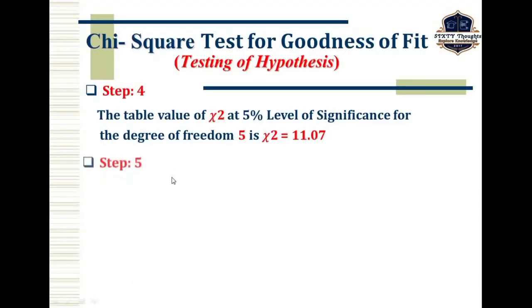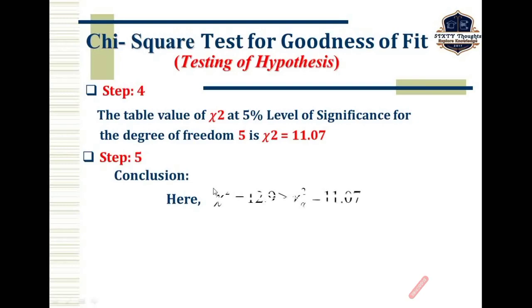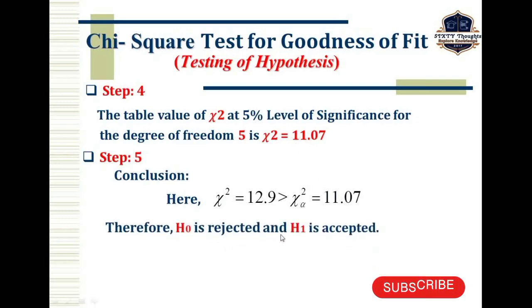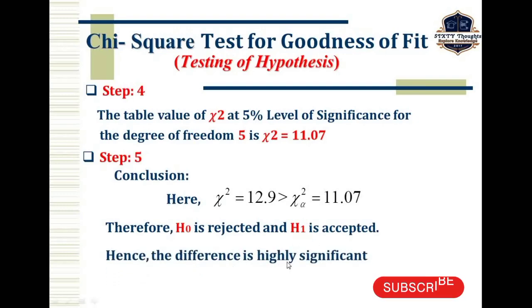Next we write step number 5. What is step number 5? We write the conclusion by using step number 3 and step number 4. Here the obtained value, which means the step number 3 value, chi-square equal to 12.9, is greater than the step number 4 table value 11.07. Therefore, H0 is rejected and H1 is accepted. Hence, the difference is highly significant. What does H1 state? The die is biased.